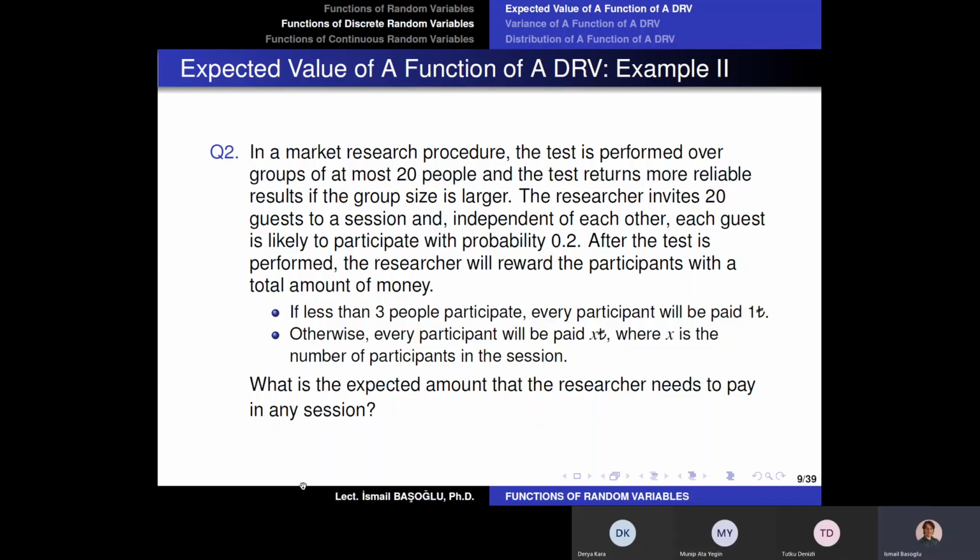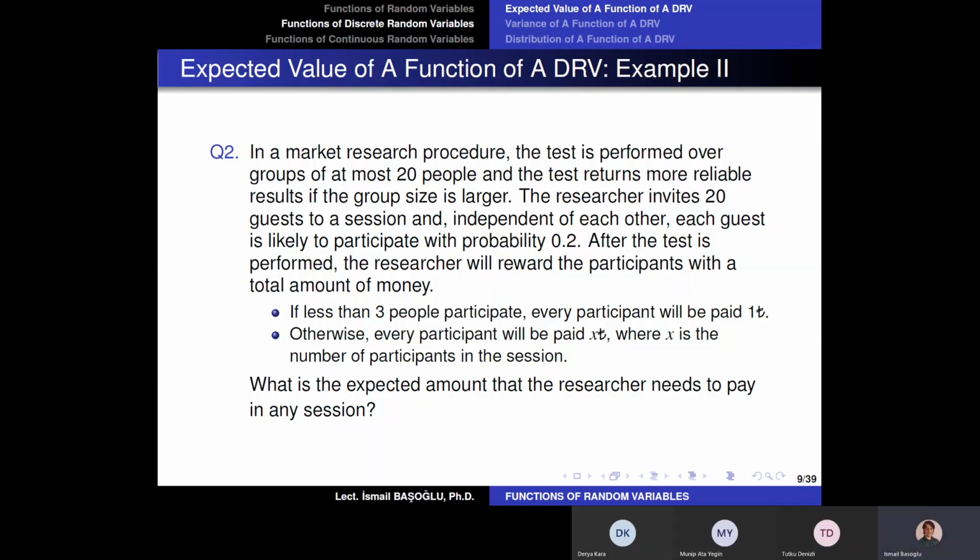Okay, in any session. So you see, if different numbers of people arrive, then I'm going to pay a different total reward to these people, right? So the question is this: what is the expected amount that I need to pay in any session? Okay, the average amount. So I know that if 20 people arrive, I am going to pay 20 Turkish liras to each of them, which means I pay a total of 400 Turkish liras in that session. But for example, if 5 people arrive, in that case, I'm going to pay 5 Turkish liras to each of them. In that session, I'm going to pay 25 Turkish liras only.